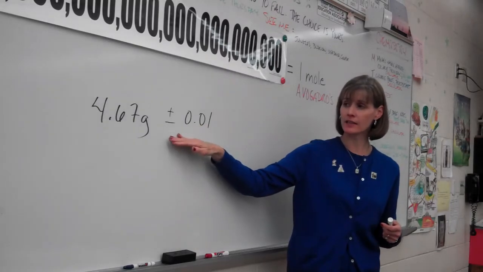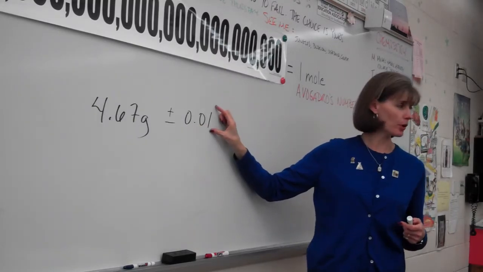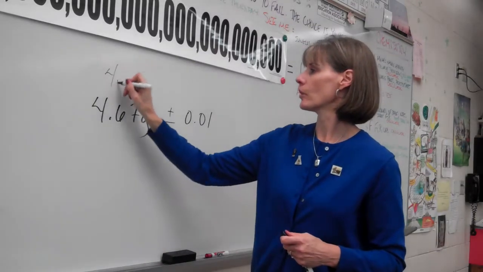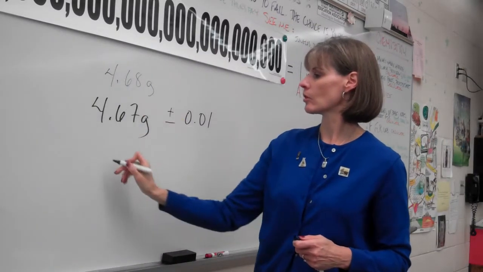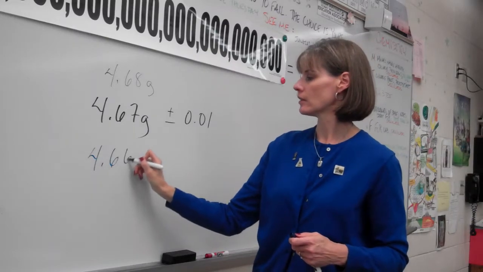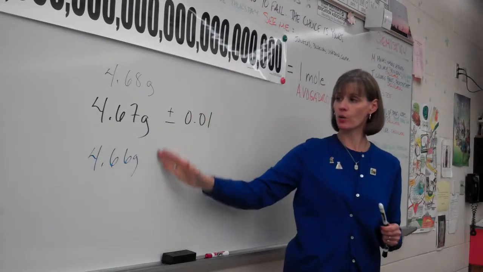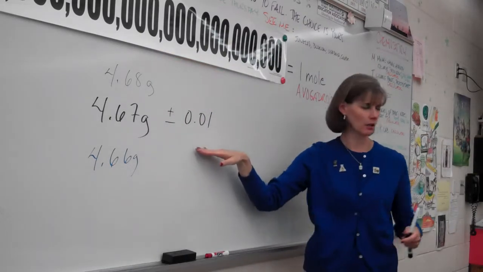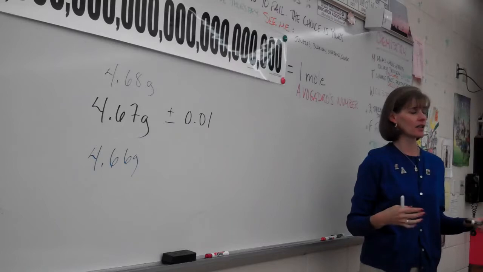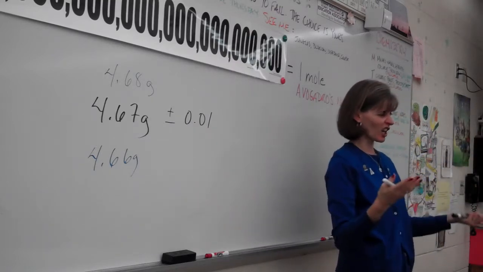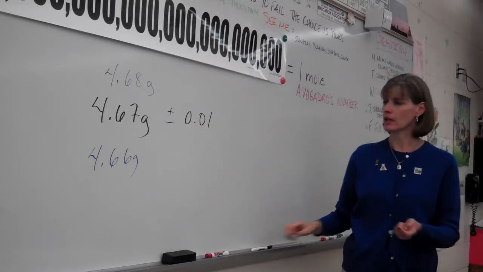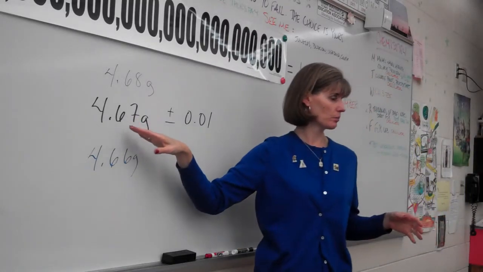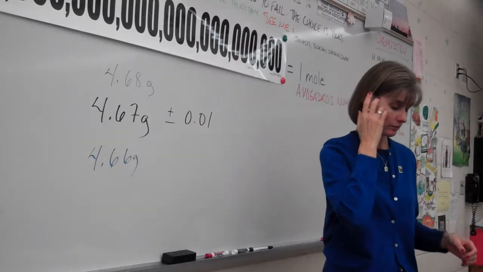And what this means is that if this could be off by 0.01, it could be 4.68 grams, or it could be 4.66 grams, somewhere within that range. So it gives us the maximum and minimum. That's what that uncertainty does. It's like saying, okay, it's 4.67, give or take a little bit, and whatever that little bit is is based on the measuring device we're using.